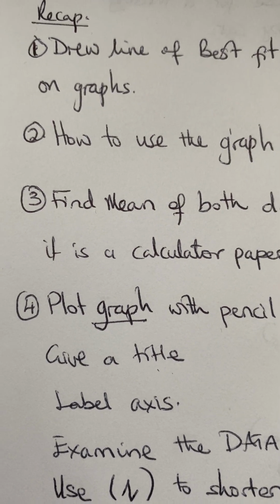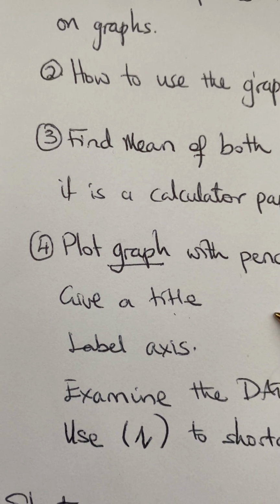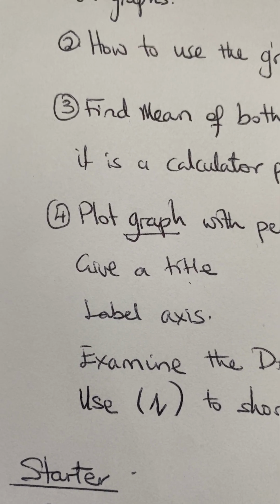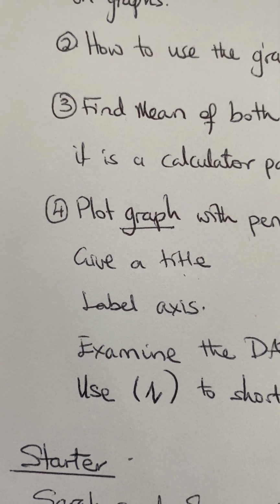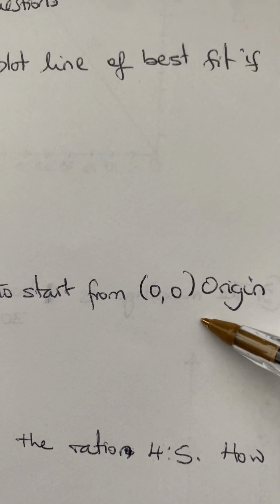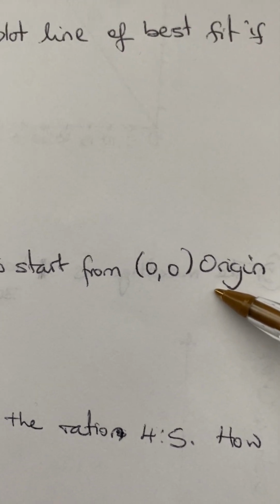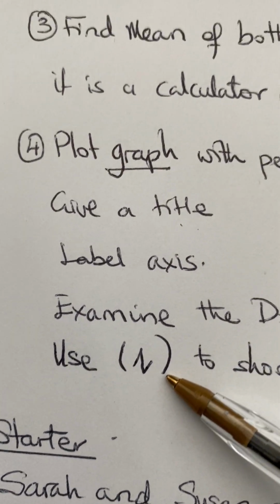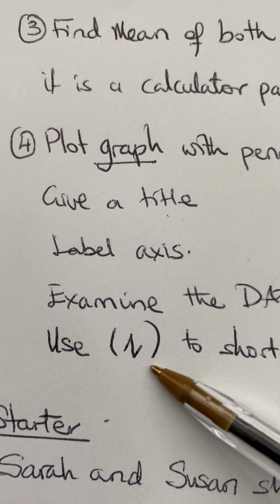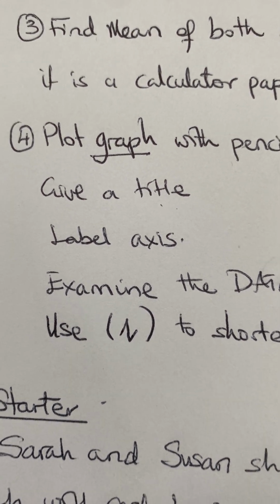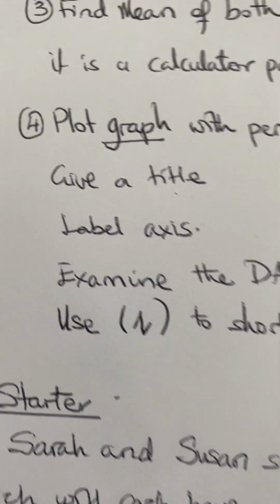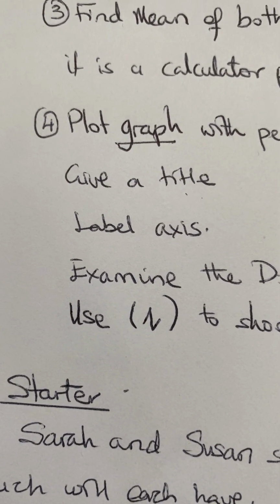And then you plot the graph with pencil, give a title, label the axis, make sure you have equal scale. Examine the data to see if you need to start from 0, 0, the origin. If not, use this sign to shorten the graph, so that you can use a bigger portion of the graph.